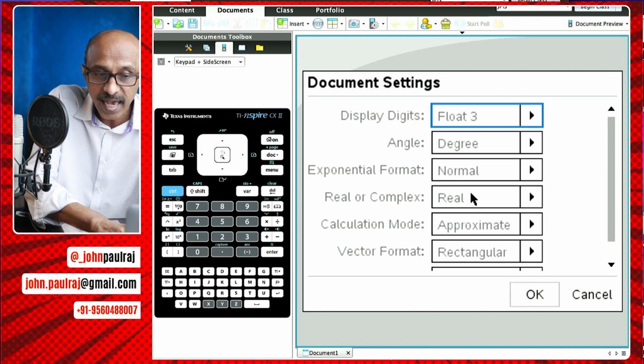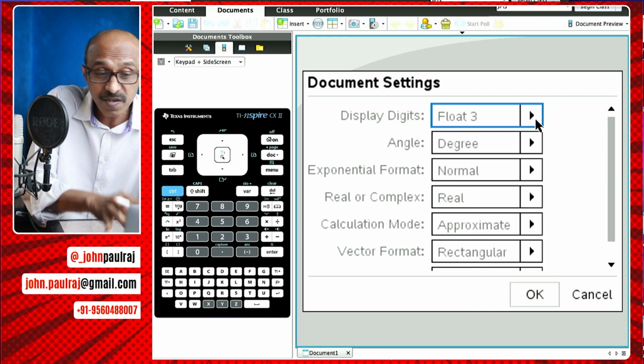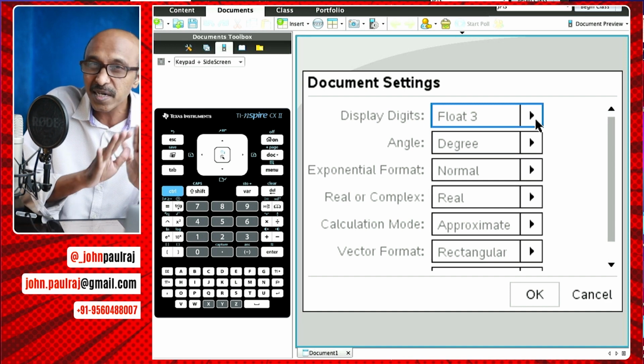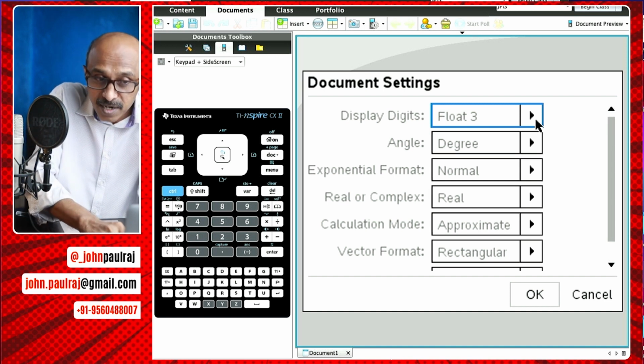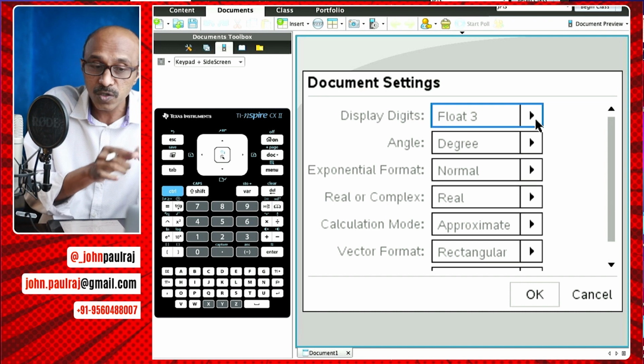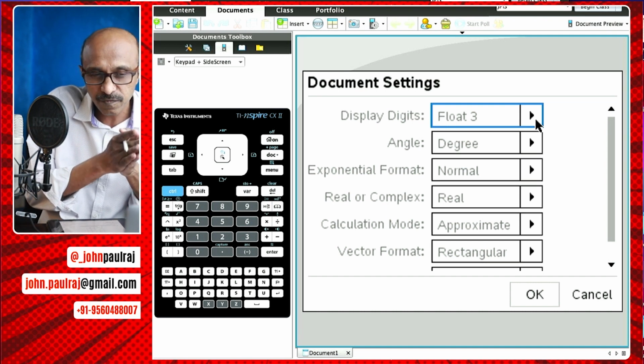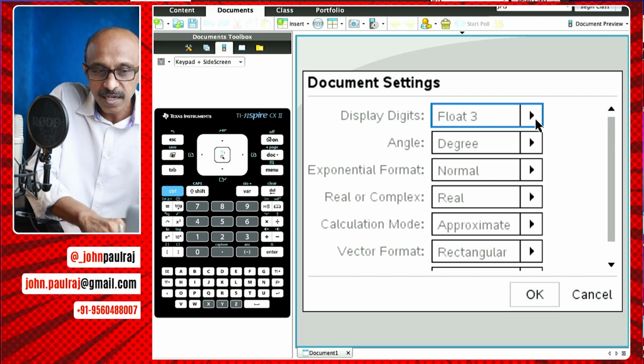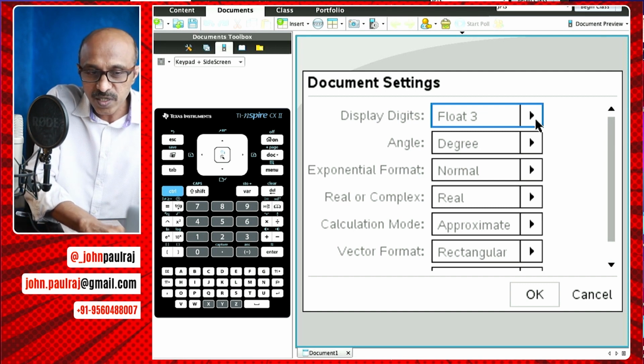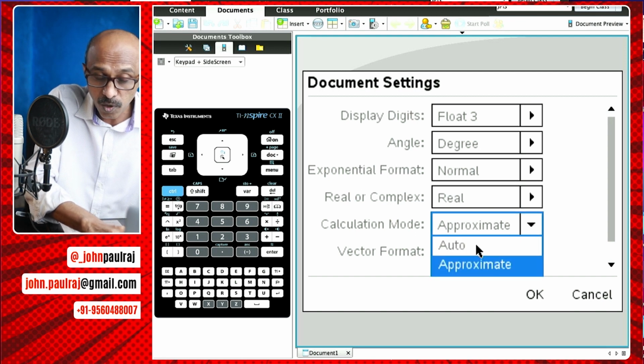Float refers to SF, significant figures, and fixed refers to decimal places. So even say, for instance, you're on your paper 6, and we'll make an entirely different video for paper 6, okay? But knowing where to come, especially when you're using the calculator for paper 4 and paper 6, I would say, just know where to find the document settings so that you can make all the necessary changes. Calculation mode, approximate or auto.